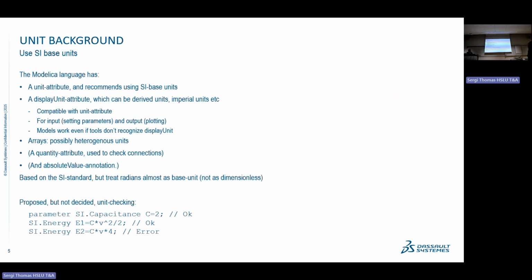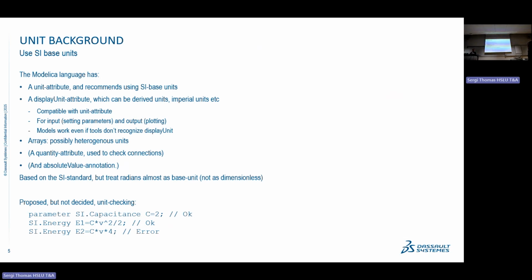And so what we have in the Modelica language, we have a unit attribute, which should be in the base units, and mostly is. And then we have a display unit for displaying and inputting things, which can be in any other unit. And the benefit with the design is that you don't have to know the display unit. The models still work, assuming you have a base unit in the unit.